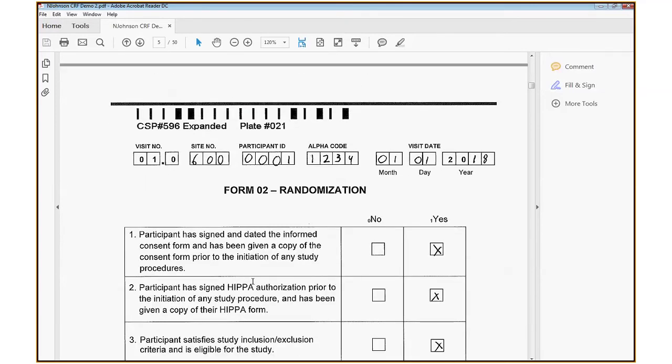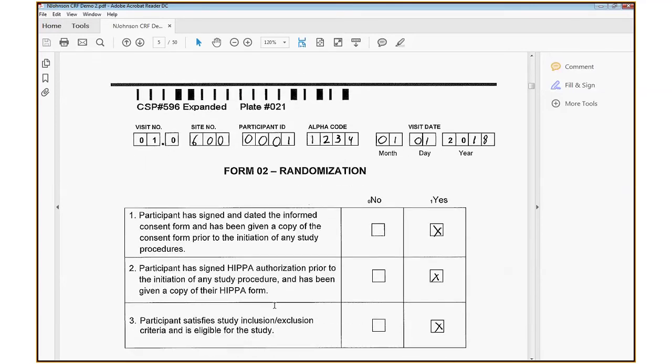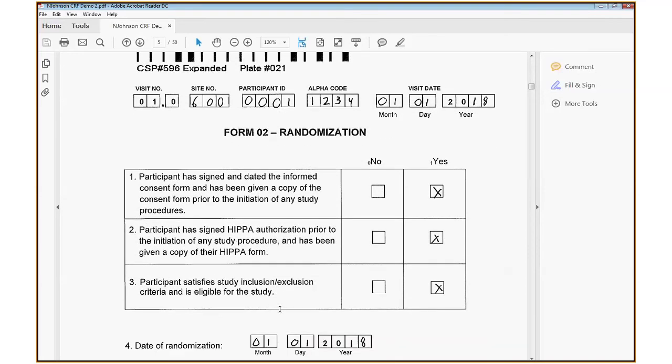The next form is randomization. Participant has signed and dated the informed consent form and has been given a copy of the consent form prior to the initiation of any study procedure. Participant has signed the HIPAA authorization prior to the initiation of the study procedure and has been given a copy of the HIPAA form, and participant satisfies the study inclusion criteria and is eligible for the study. These should all be checked yes. The only reason any of these would be no is if this turns out to be a mistaken randomization, and that would be a protocol deviation.